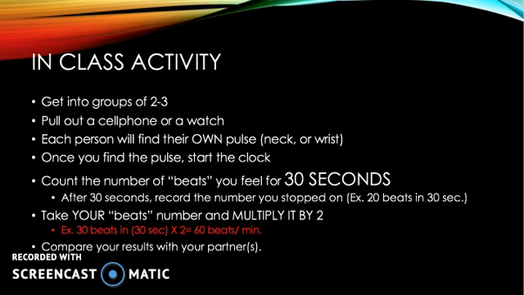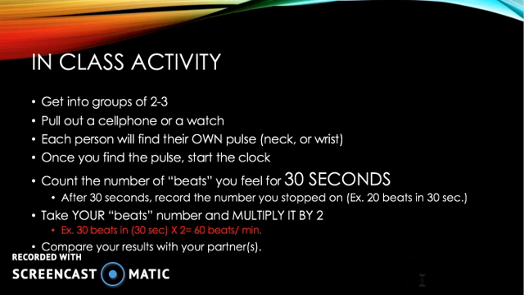Next, take the number of beats that you caught, for example 20, and multiply that number by 2, because there's 60 seconds in a minute, so 30 seconds is half a minute. So 20 times 2 would be 40. In my example here, I put 30 beats in 30 seconds, so 30 times 2 is 60 beats per minute. And then switch the roles.